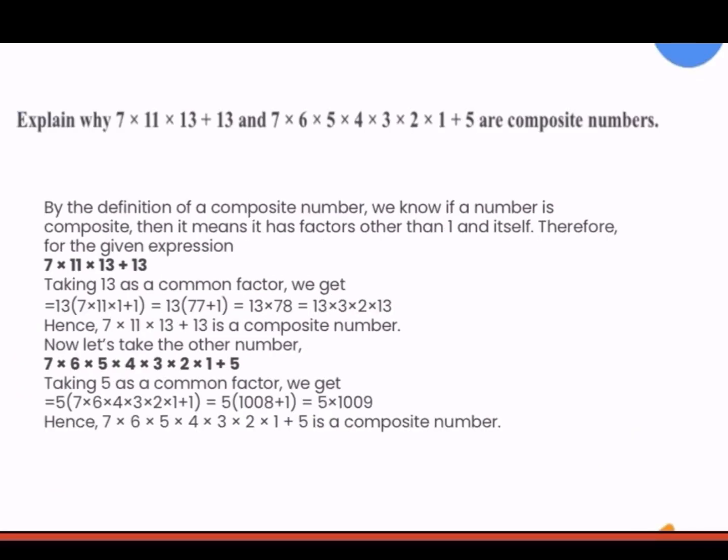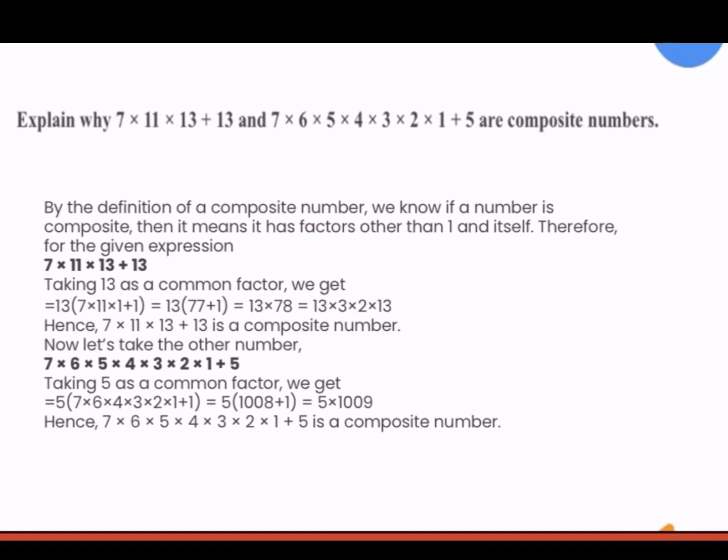Now let's understand this question, which is also very important. Explain why 7 multiplied by 11 multiplied by 13 plus 13, and 7 multiplied by 6 multiplied by 5 multiplied by 4 multiplied by 3 multiplied by 2 multiplied by 1 plus 5 are composite numbers. From the first part we can take 13 as common. Then we'll multiply 7 into 11 and add 1, so that will be 13 into 78.